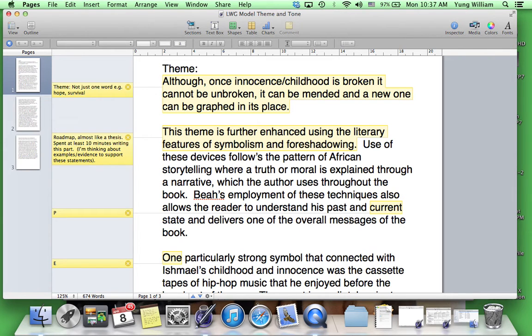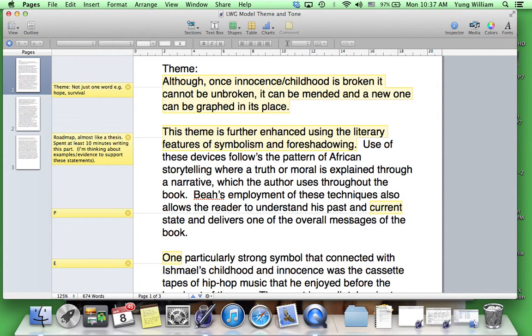The other thing you'll notice right off the bat is that the theme, you did a great job of writing out theme at the top, and then you put in your theme. You'll notice that my theme is not just one word. The theme for A Long Way Gone is not just hope. It's not just survival. It's not just war. The theme is a sentence. My theme here is that once innocence and childhood is broken, it cannot be unbroken, but it can be mended, and a new one can be grafted in its place.